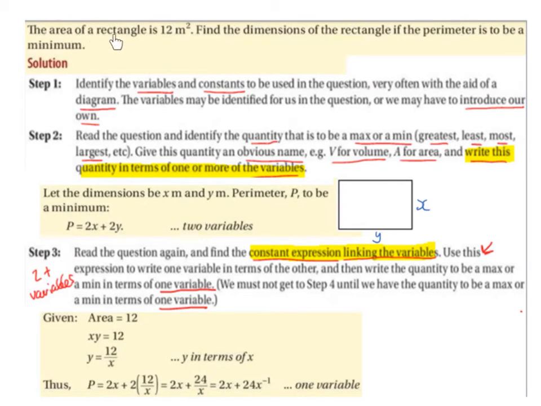The area of a rectangle is 12 meters squared. Find the dimensions of the rectangle if the perimeter is to be a minimum. So as soon as we hear maximum or minimum, we want to think differentiate. So step 1, identify the variables and constants to be used in the question, very often with the aid of a diagram. The variables may be identified for us in the question, or we may have to introduce our own.